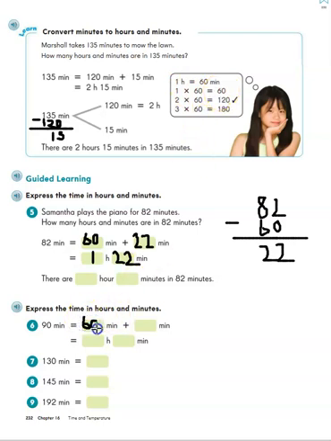and we know there's 60 minutes in that 1 hour. So what we need to do now, we've gotten to 60, but we are trying to get to 90. So we're going to do 90 take away 60. This one we can do in our head. 90 take away 60 is 30. So that means that 90 minutes would be 1 hour and 30 minutes.